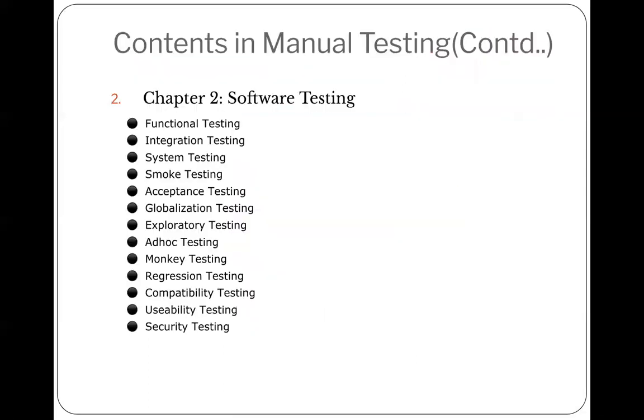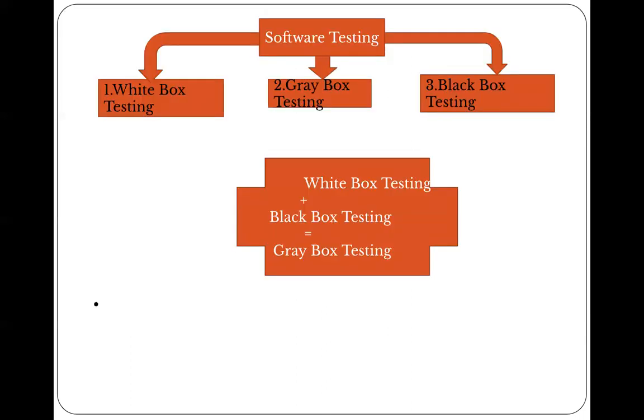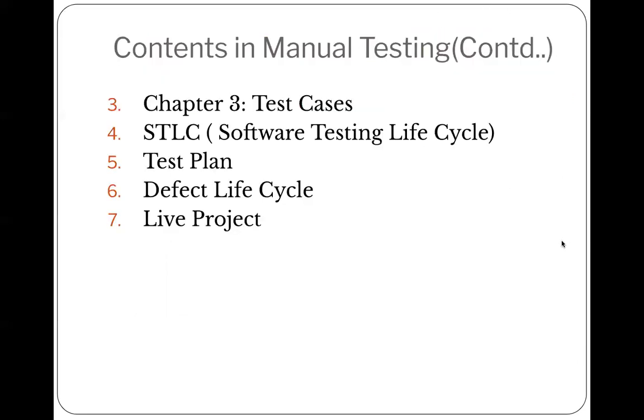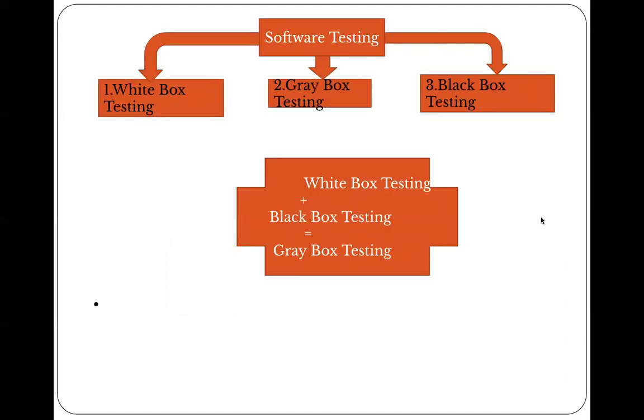Next is software testing. Before we see functional testing and integration testing, we have to see what the different types of software testing available are. The first is white box testing, second is gray box testing, and third is black box testing. Gray box testing is nothing but a combination of white box and black box testing.